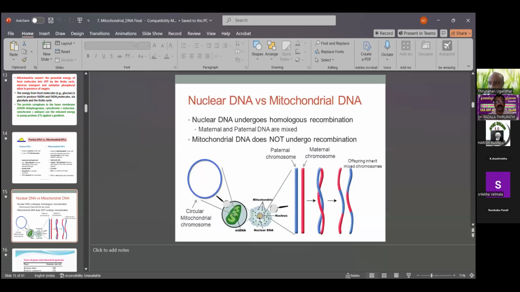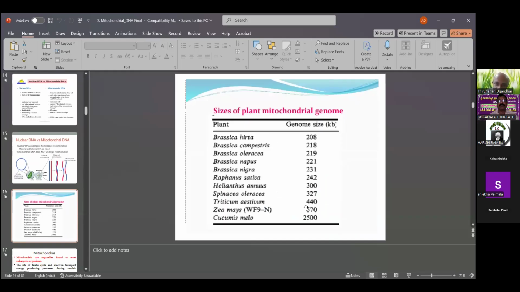DNA only singular model. That is there. So what are the sizes of the plant mitochondria genomes?